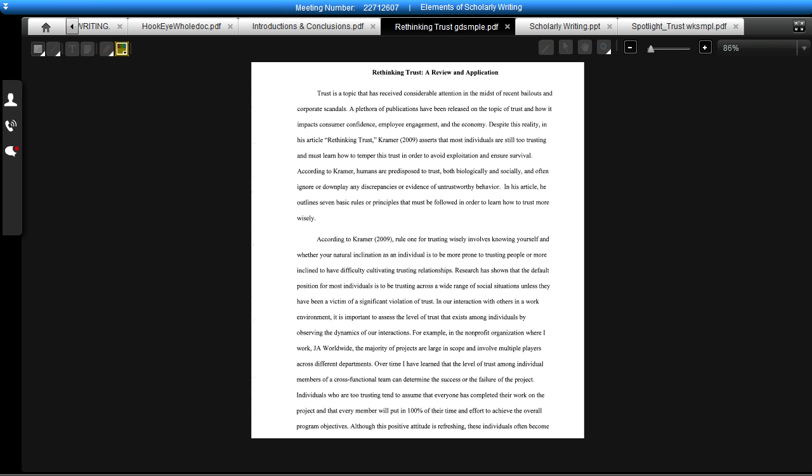In our interaction with others in a work environment, it is important to assess the level of trust that exists among individuals by observing the dynamics of our interactions. For example, in the nonprofit organization where I work, JA Worldwide, the majority of projects are large in scope and involve multiple players across different departments.